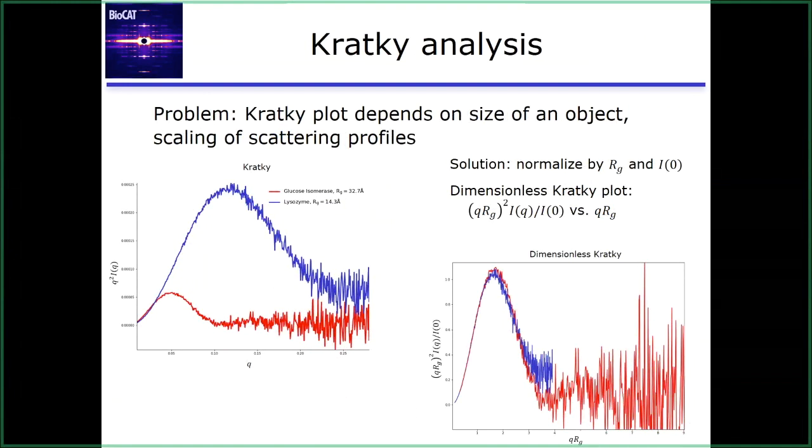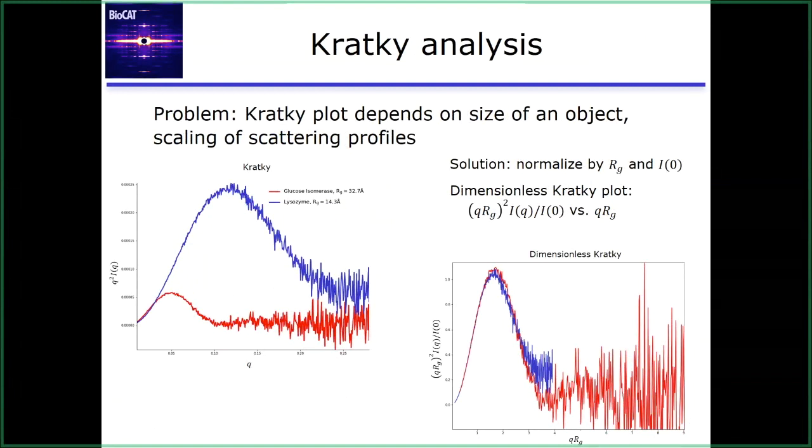Both of these that I'm showing here in blue and in red, lysozyme and glucose isomerase. And on the left, you can see they look very different. They're both actually extremely globular molecules in solution, but they have very different sizes, and they had different concentrations when we measured them, which means they end up looking very different on the Kratky plot.